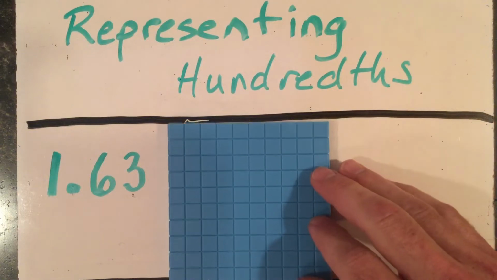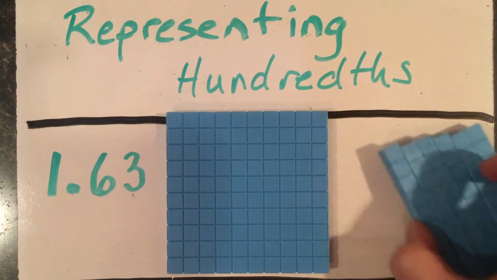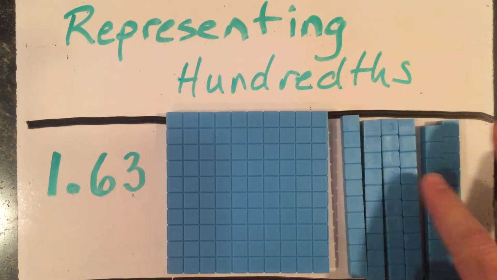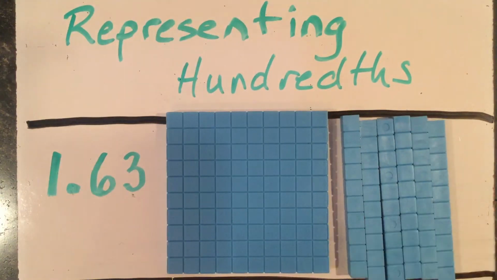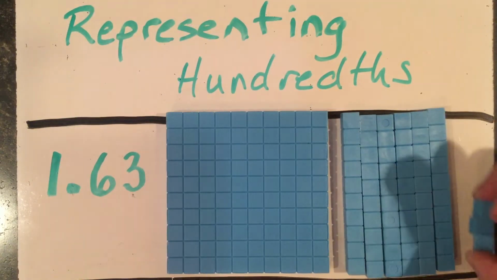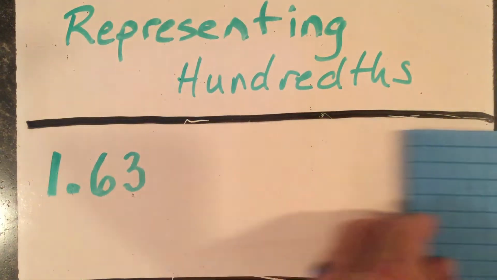So if we have this 10 by 10 grid which represents 100 little pieces, that could now represent our whole unit. So that could be one whole, and here are 10, 20, 30, 40, 50, 60 more of those smallest hundredth-size blocks, right? And then we'd have 3 more. Okay, so you remember modeling stuff like this in elementary school, no doubt.